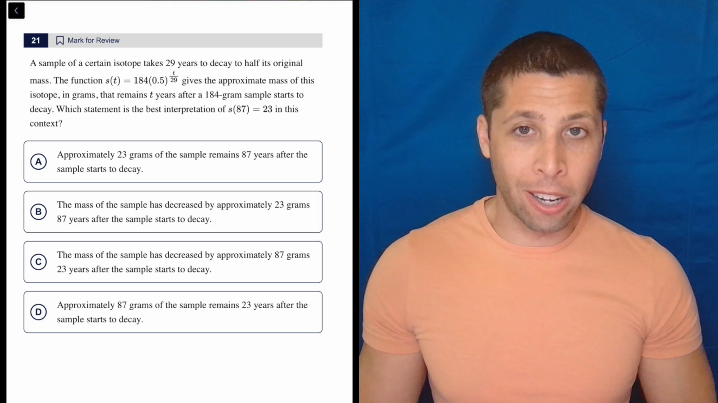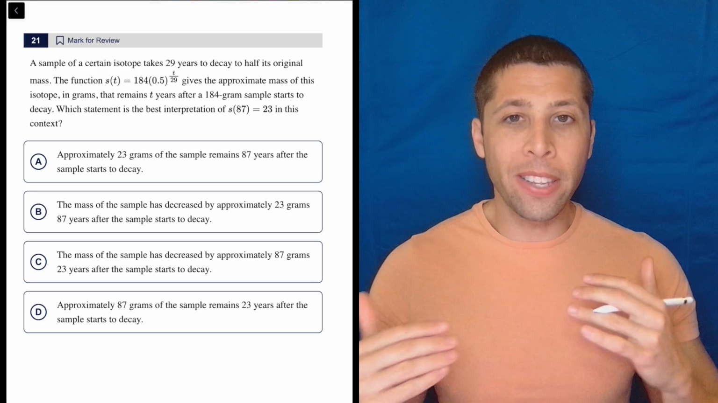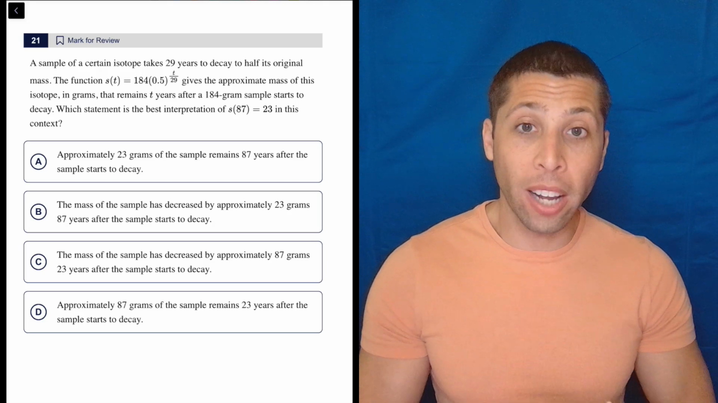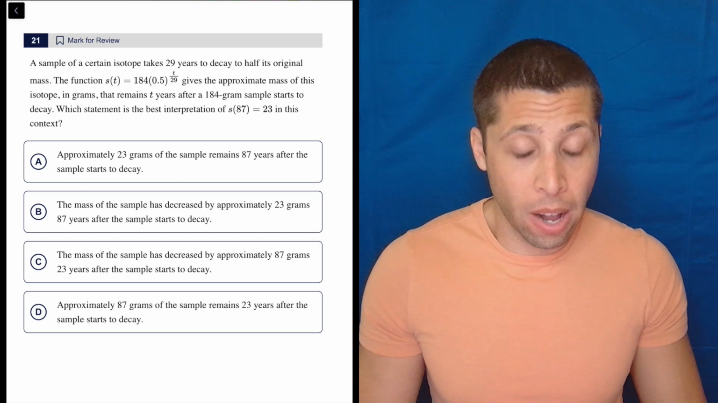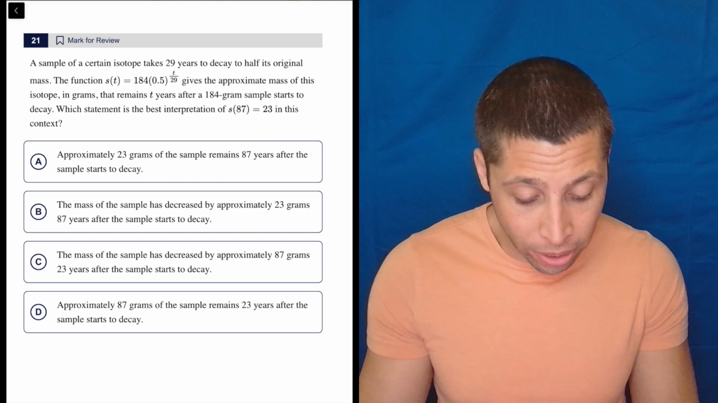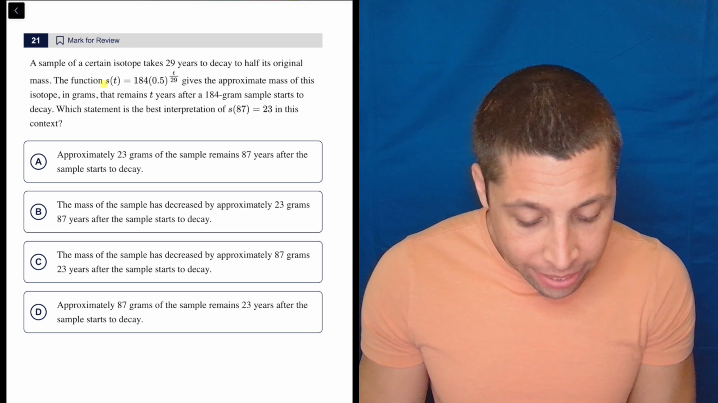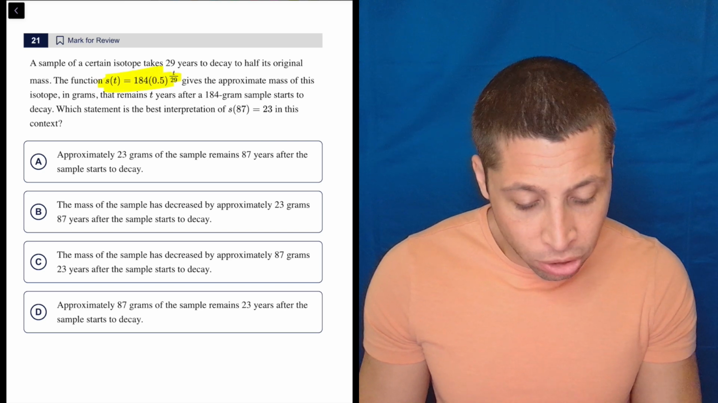As I've been saying all along, a large part of the PSAT and SAT math is just following instructions, reading things carefully. There's almost no math involved in this. I know it looks scary, especially with that equation right here, but it doesn't matter, okay? Let's just see what they say.